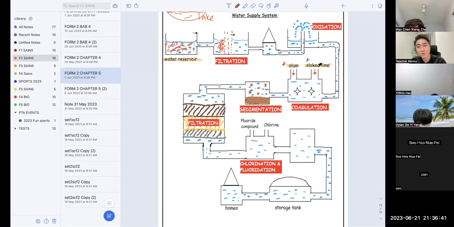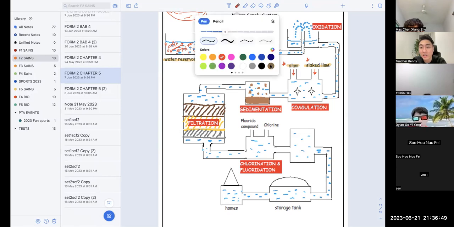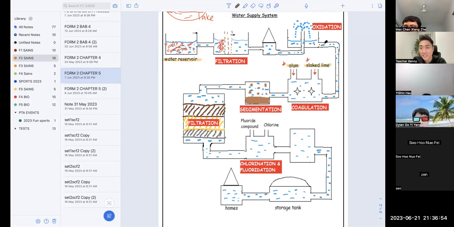Now, what is alum and what is slake lime? Alum, the purpose of adding alum is this. Remember, students, I'm going to use brown color to draw the sand. Small, tiny little sand entering. So imagine all the small sand. When I add alum, the alum will make the small sand stick together. This process is called coagulate. Understand? Coagulate means make the small particles stick together.